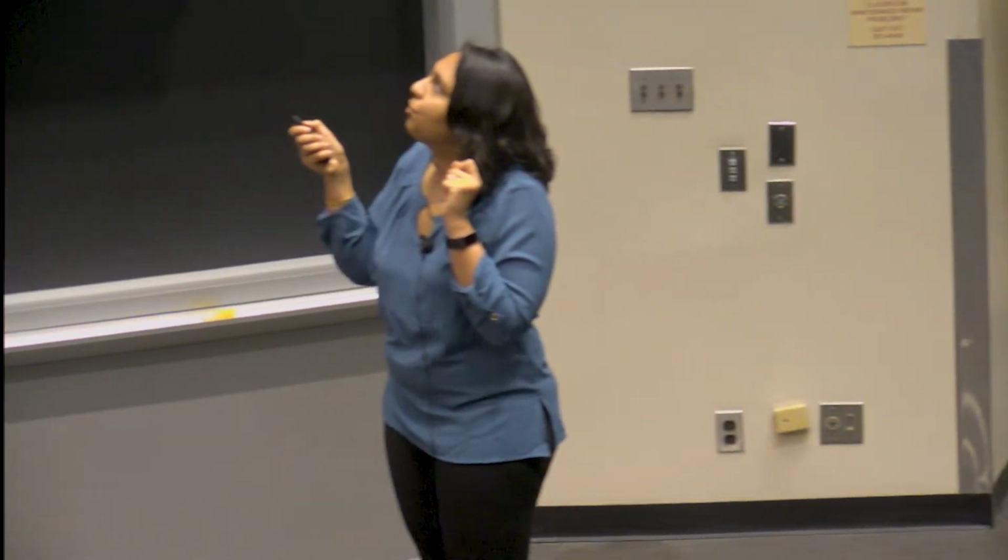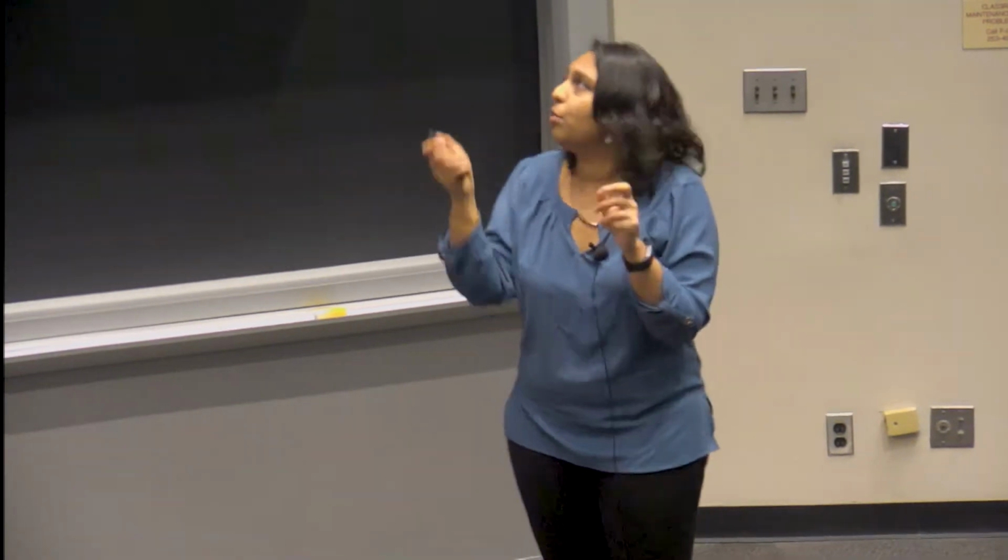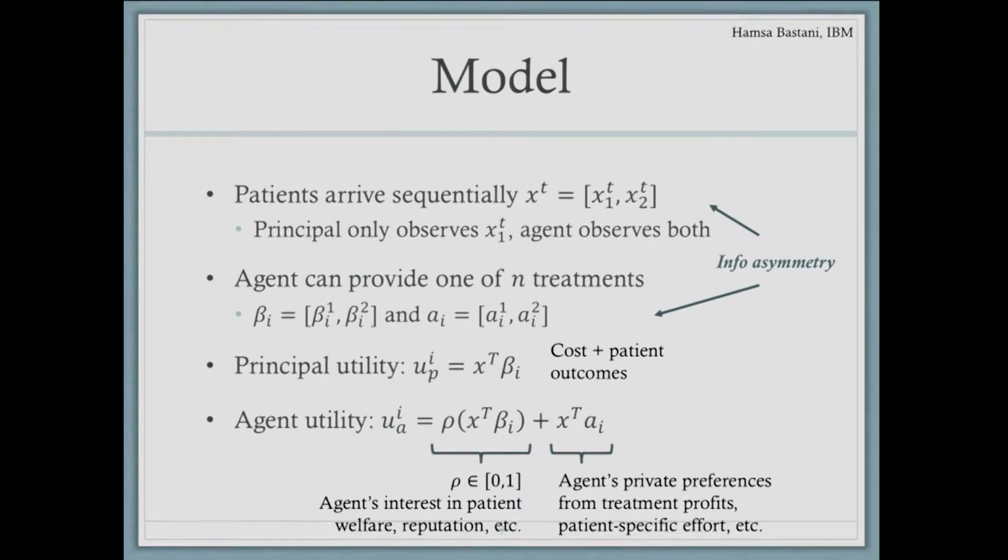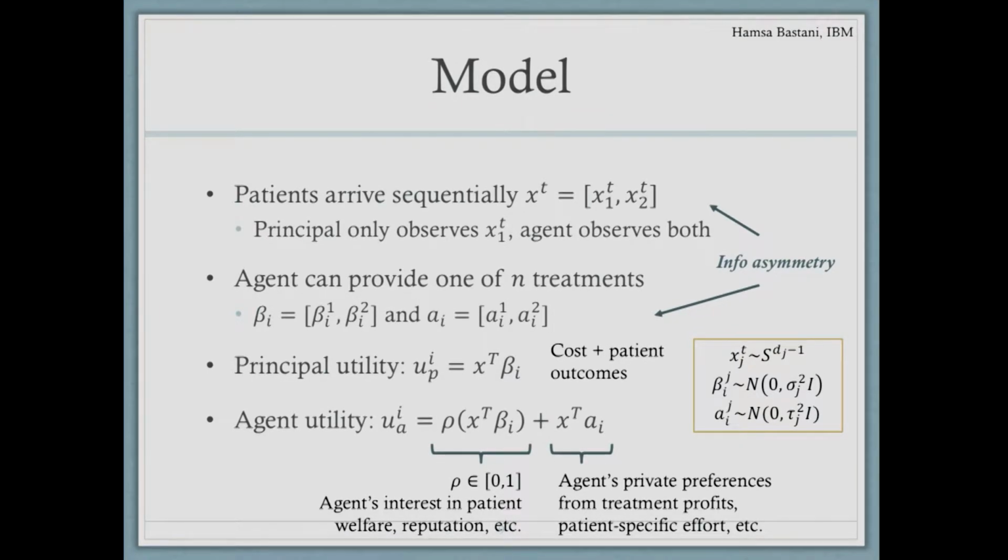So the fact that there's two groups of covariates, both in the patient features as well as the treatment features, captures the information asymmetry. If Medicare observed both sets of information, then they would just be able to pick the right treatment, but they can't because the doctor observes things that they don't see. And just for analytical tractability, we're going to assume various distributions for these vectors. So we'll say one is drawn from a sphere and the others are drawn from a multivariate Gaussian.